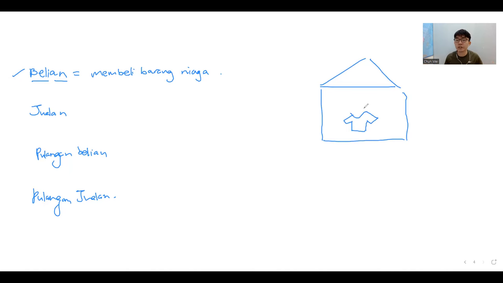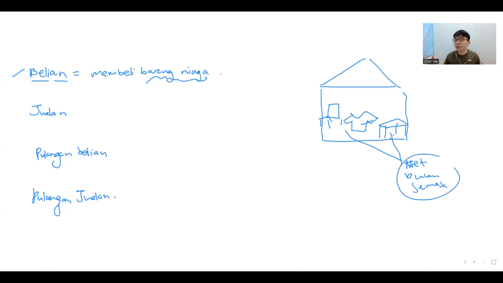Okay, so if my business is to sell baju, so when I beli baju, then the baju is my barang niaga. But if my business is to sell baju and I go and buy meja, kerusi, my business is not to sell kerusi. My business is not to sell meja. Therefore, meja and kerusi ialah bukan barang niaga. So that is actually our asset, bukan semasa.